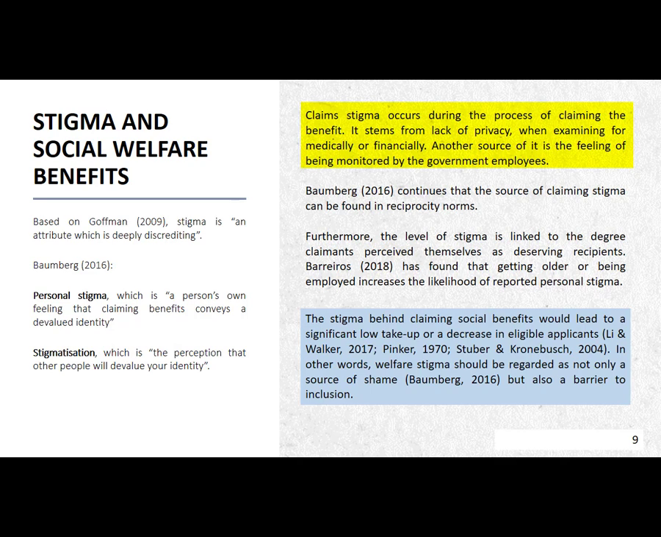It stems from lack of privacy when being examined medically or financially. Another source of it is the feeling of being monitored by government employees. Baumberg continues that the source of claiming stigma can be found in reciprocity norms, meaning that those who cannot reciprocate gifts, in this case perceiving social protection as a gift or handout, are prone to social penalties.